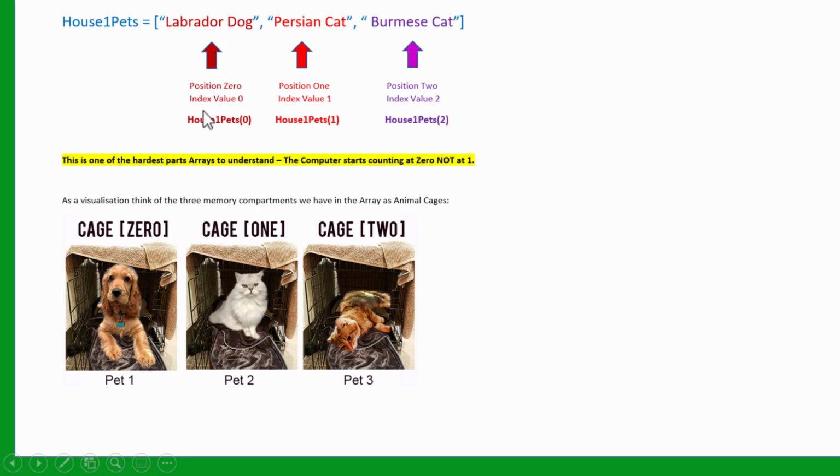Remember, because the computer starts counting at 0. So that's House 1 Pets brackets 0. This is House 1 Pets brackets 1.